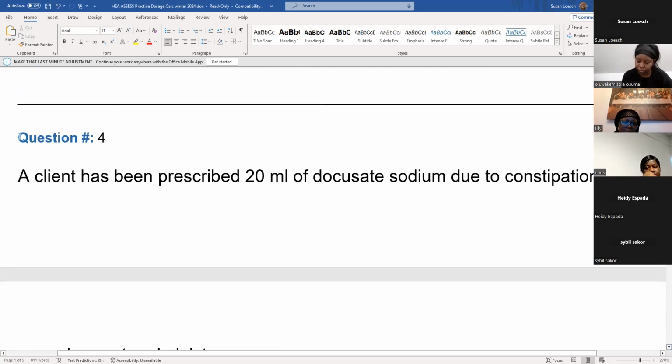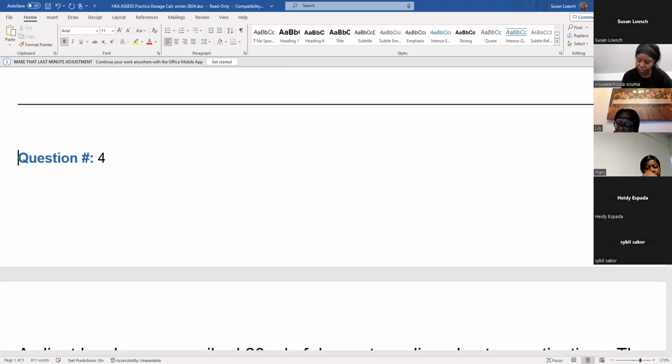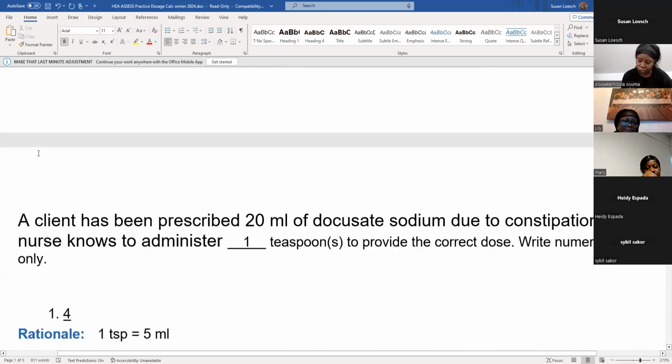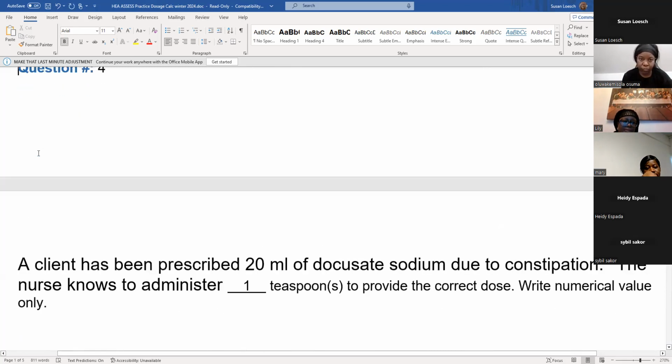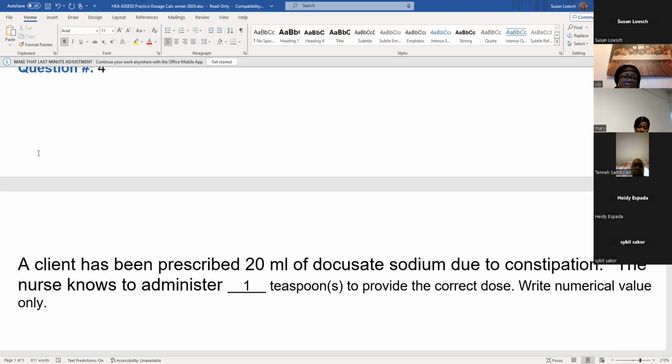Let me push this question down a little bit. All right, so this is just telling you how many mLs the client got, and you have to convert it to teaspoons. It's 4.